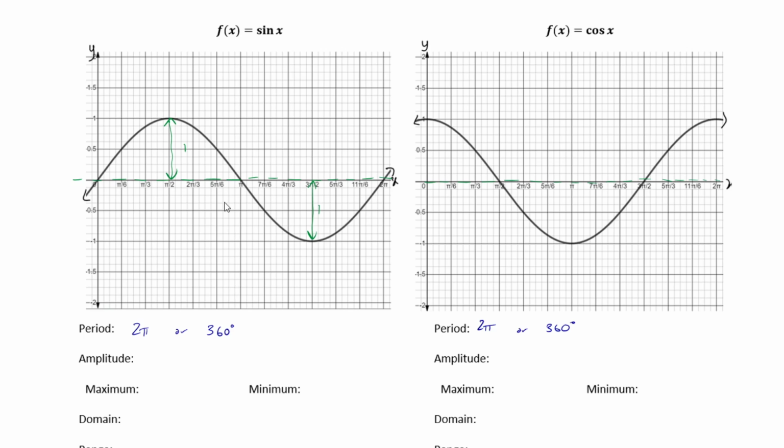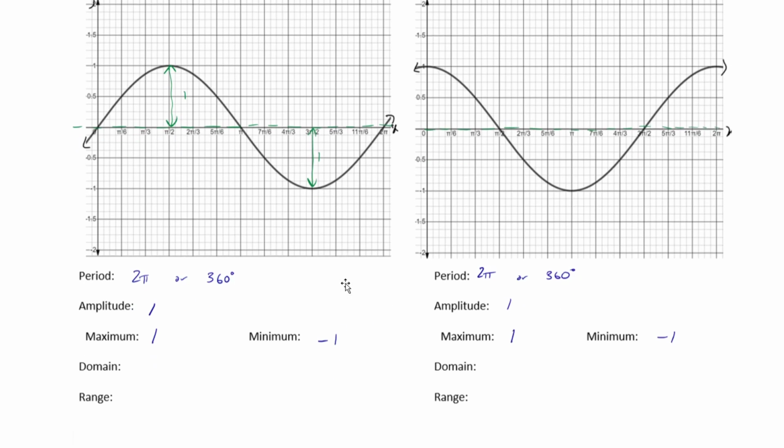and it's the same for the cosine graph. So the amplitude here is 1, and the amplitude for there is 1. The maximum of this graph is 1, and the minimum is -1, and the maximum of this graph is the same thing. It goes all the way up to 1 and comes back down all the way down to -1.